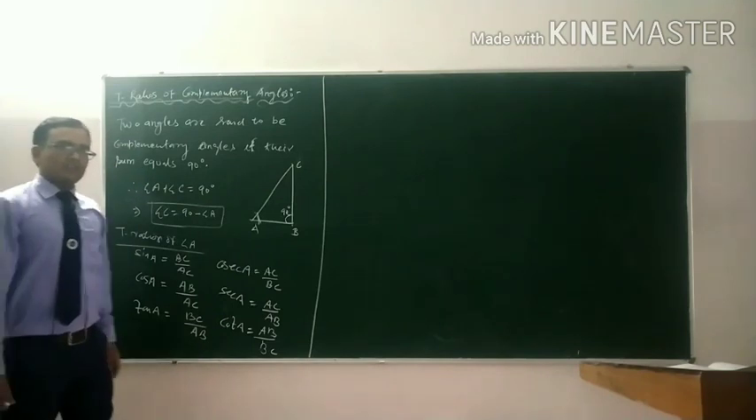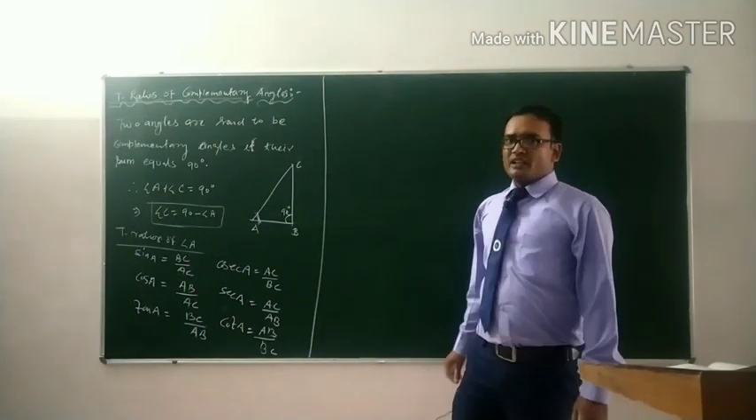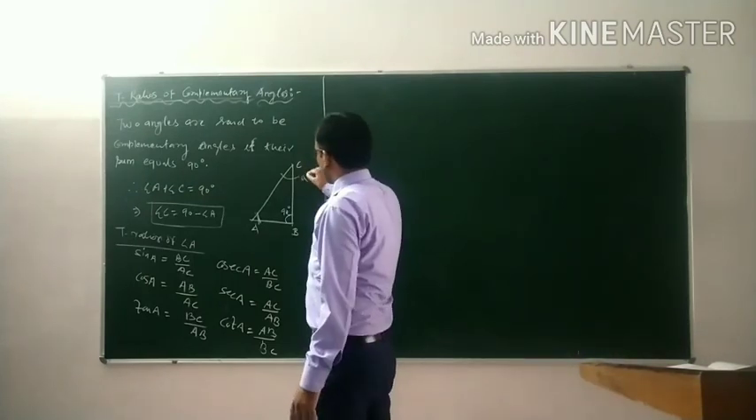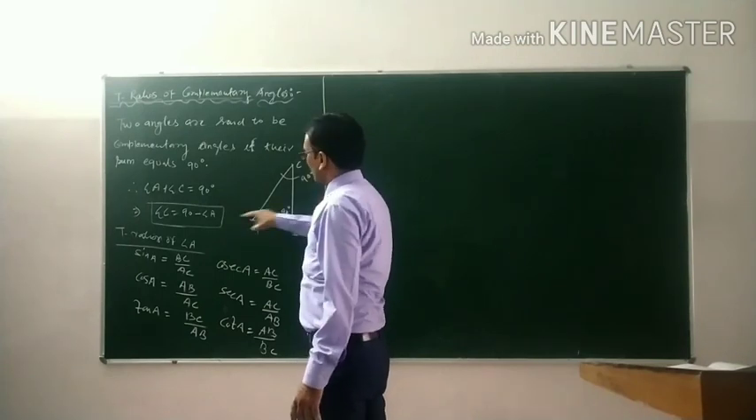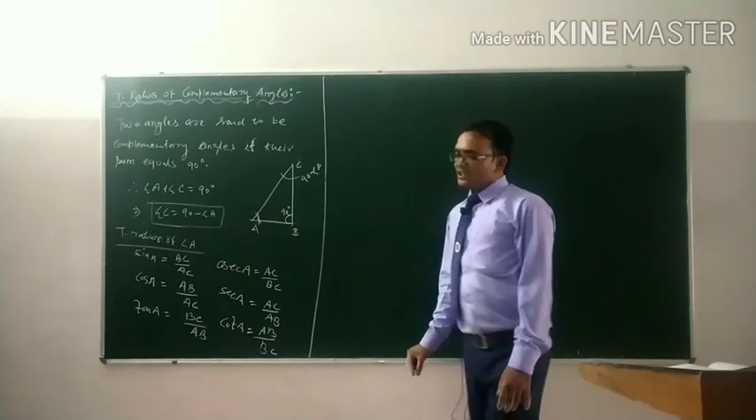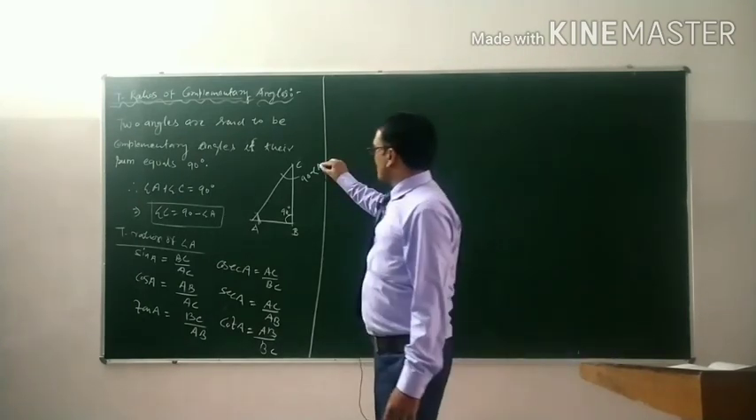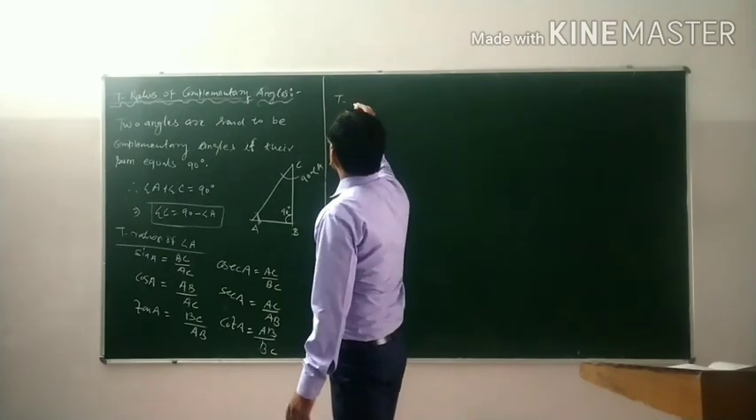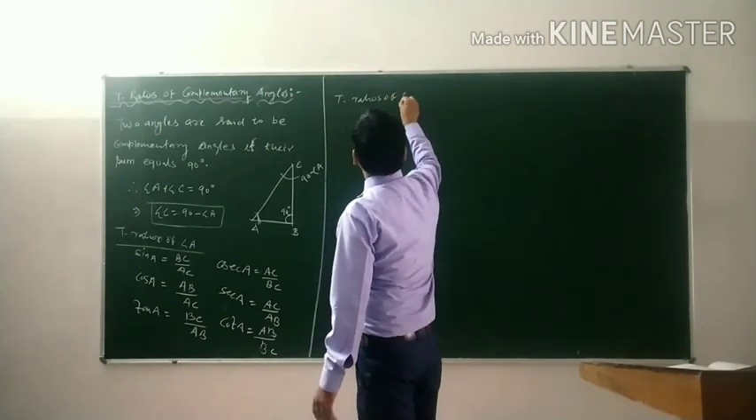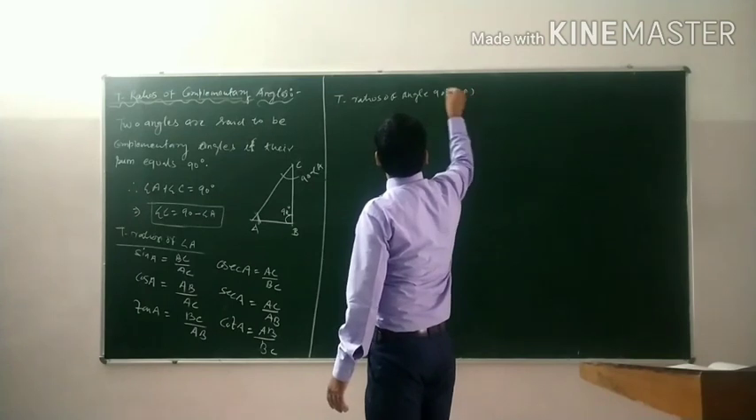Okay students, now we find the trigonometry ratio of angle C. Angle C is also written as 90 minus angle A. Okay students, T ratios of angle 90 minus angle A.